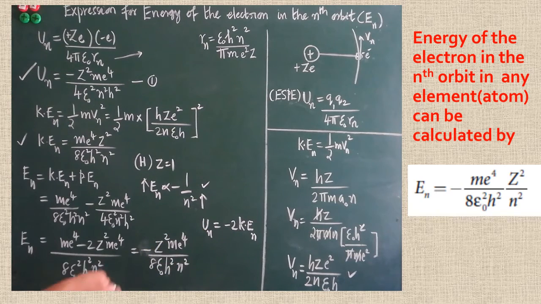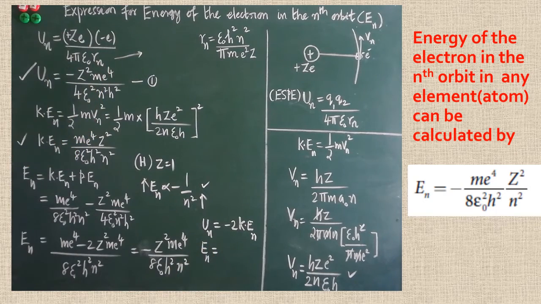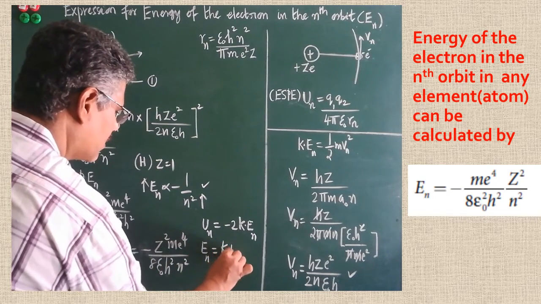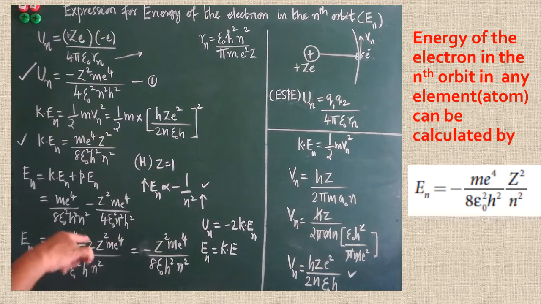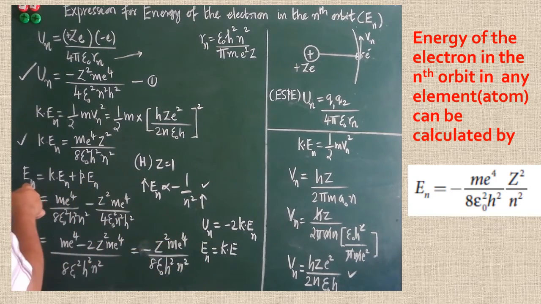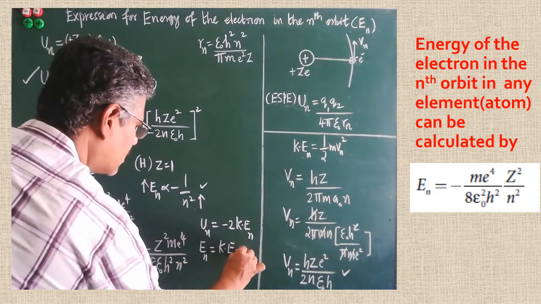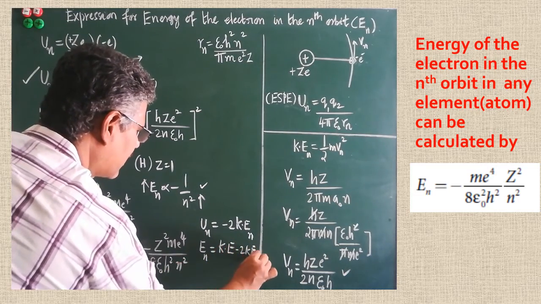Are you clear? And one more expression can also be written, that is En, the energy of the electron in any orbit can be written as KE plus PE, no? KE plus PE is equal to total. We can write it as minus 2 KEn. Minus 2 KEn can be written.